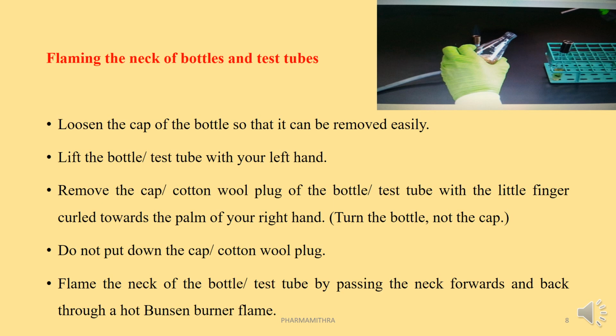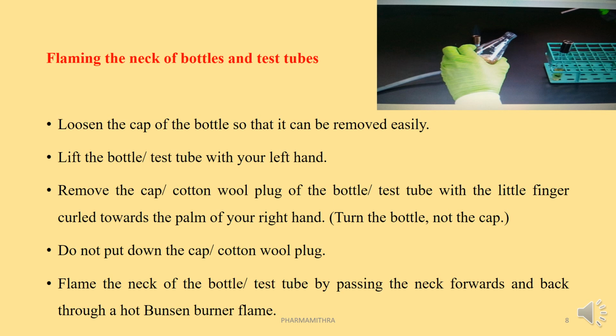The hot part of the flame is about the inner bright blue cone, and the vessel needs to be moved through the flame, that is, not held in one place. We move the mouth of the conical flask, or whatever utensil you want to use, above the flame. Then we loosen the cap of the bottle so that we can remove it easily, and lift the bottle or test tube with the left hand and remove the cap or cotton wool plug, whatever it may be.